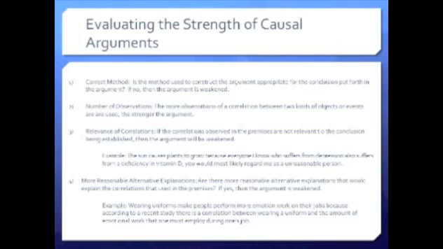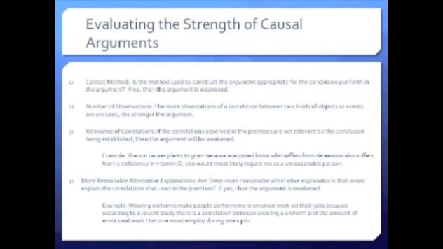We want to know if the method used to construct the argument is appropriate for the conclusion put forth in the argument. If the answer is no, then the argument is weakened. We also discussed how the number of observations used would affect the strength of any causal argument, especially one that makes a general causal claim as its conclusion. We discussed how the greater the number of positive or negative cases used, the stronger the argument will be. However, we need to also discuss two more important considerations that need to be made when evaluating any causal argument.